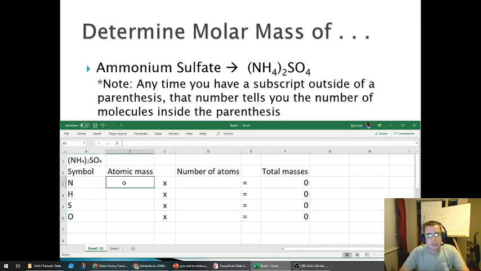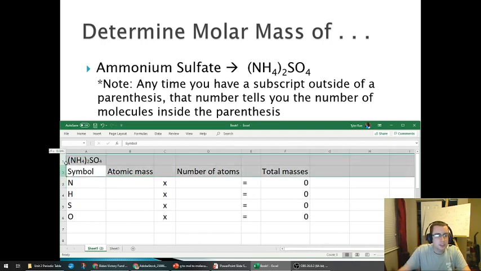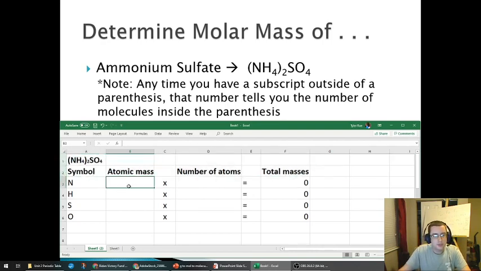Okay, so next up, I'm going to bold this just to make sure everything's clear. Next up we put the atomic masses of the elements. I'm not counting how many of each thing I have right now, I'm simply looking at the periodic table. So nitrogen is 14.01, hydrogen is 1.01, sulfur is going to be 32.06, and oxygen is 16.00.